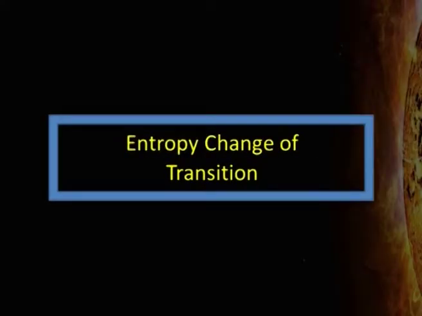Now we will discuss the entropy change of transition. When 1 mole of a substance changes to a different allotropic form, then the entropy change of transition is equal to delta HT divided by T. Here delta ST is the entropy change of transition, delta HT is the molar heat of transition at its transition temperature, which is given by TT. This temperature is also taken in Kelvin.